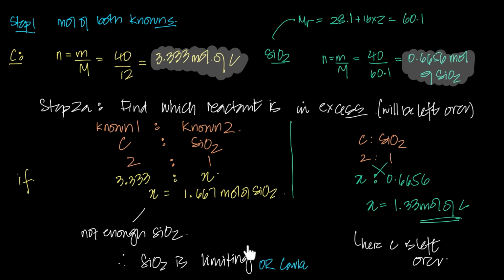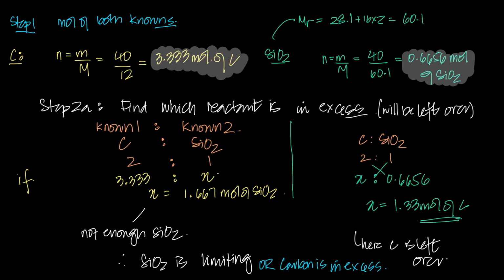Right now the left hand side tells me I needed 1.667, but I only had 0.6656, so SiO2 is limiting. The right hand side tells me that this much SiO2 only needs 1.33 moles of carbon, but I actually have 3.33 moles of carbon. So I have more than what I need for carbon. That's one way to find out what's in excess, or find the limiting one. So either one will do.